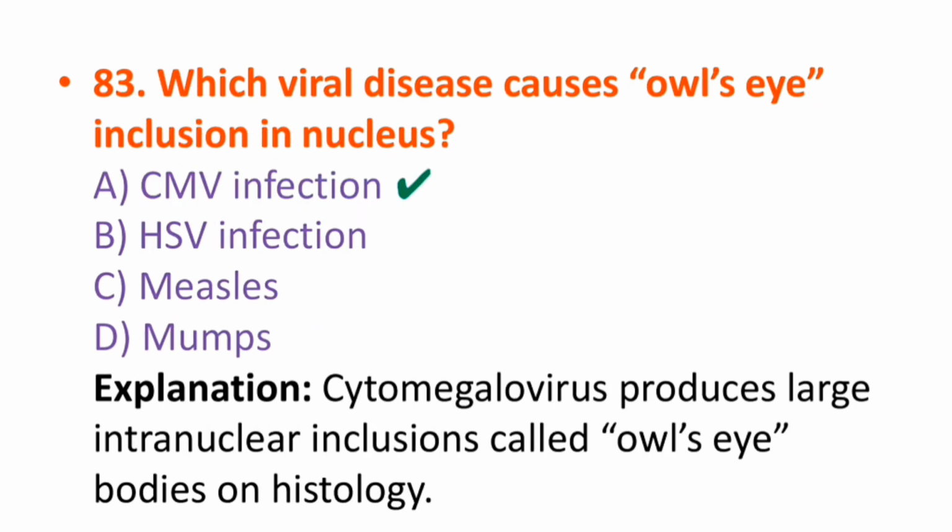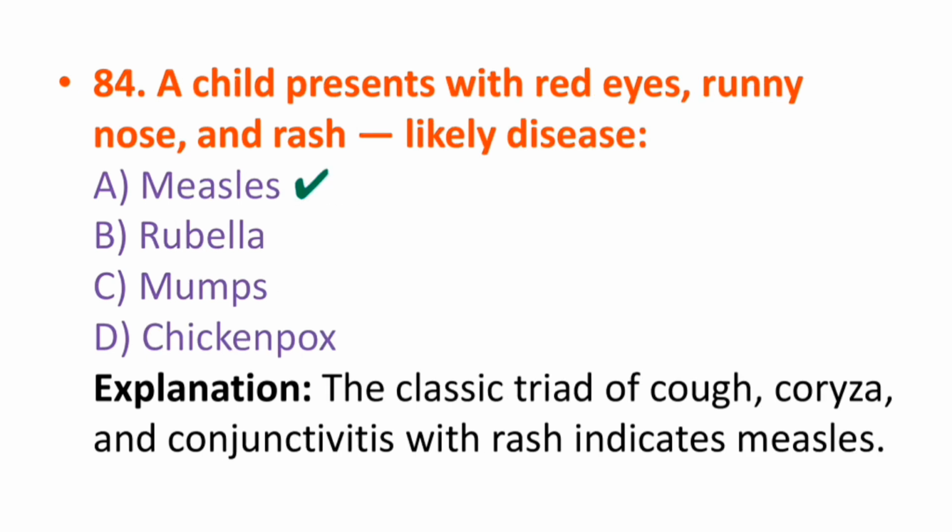Which viral disease causes owl's eye inclusion in the nucleus? Option A, CMV infection; option B, HSV infection; option C, measles; option D, mumps. The correct answer is option A, CMV infection. Cytomegalovirus produces large intranuclear inclusions called owl's eye bodies on histology. CMV infection causes owl's eye.